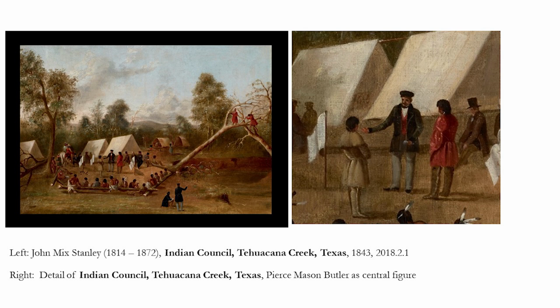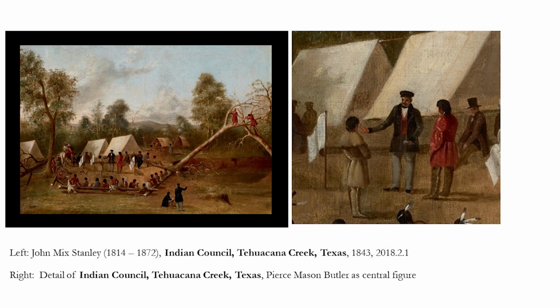We believe that Pierce Mason Butler is the central figure in the European style clothing in the middle of the circle. At this point in Stanley's career and with this particular composition, I don't find that there are enough distinctions in the facial representations to really find portraits. I'll show you in a moment an earlier portrait of Pierce Mason Butler. But I think the history of this particular painting argues for the centrality of Pierce Mason Butler.